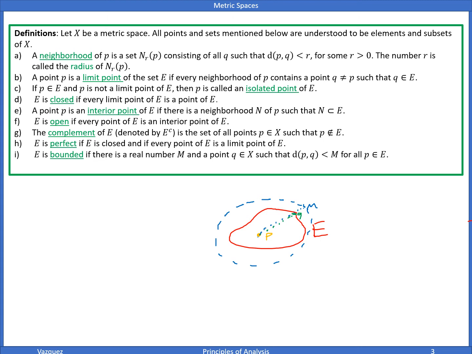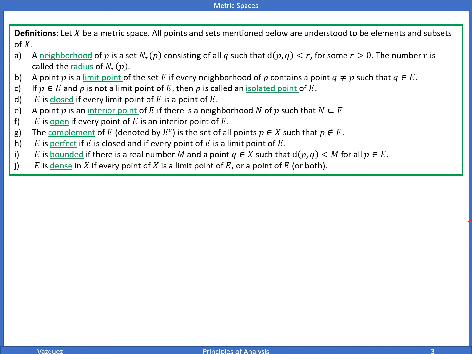So E is bounded. An example of something that's not bounded is the real line, because there's no number M such that a circle centered at P with radius M would contain the whole real line. So the real line is not bounded. And dense: E is dense in X if every point of X is a limit point of E or a point in E. Maybe you've heard before that the rationals are dense in the reals. That would fit the definition.